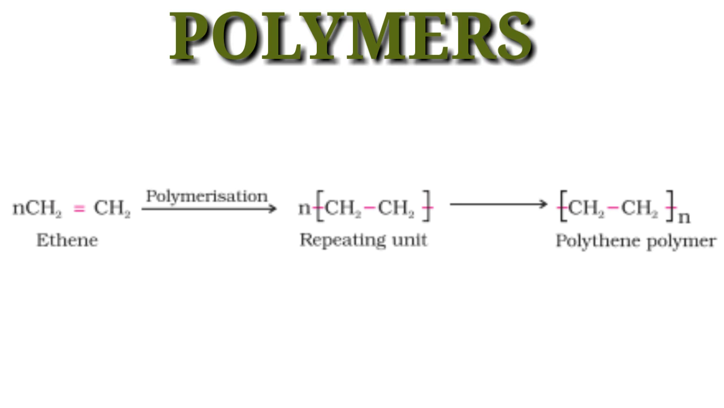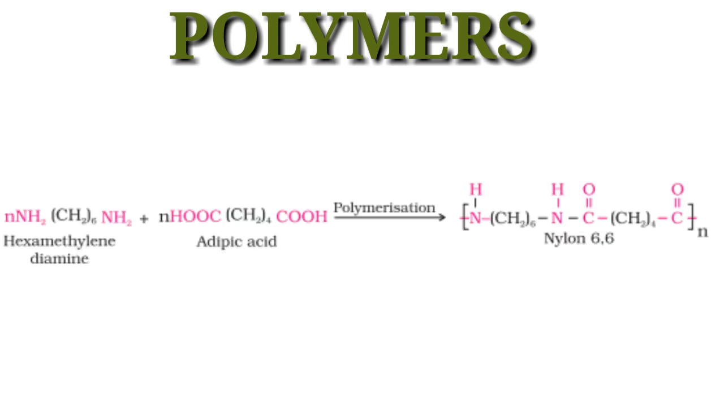The transformation of ethene to polythene is an example of polymerization. N number of ethylene molecules join together to form the polythene polymer. Here this is the repeating unit, and on polymerization of the repeating unit you get the polythene polymer. Another example is the formation of nylon 6,6. Here N molecules of hexamethylene diamine polymerized with N molecules of adipic acid give nylon 6,6.